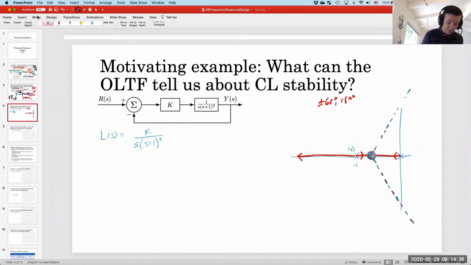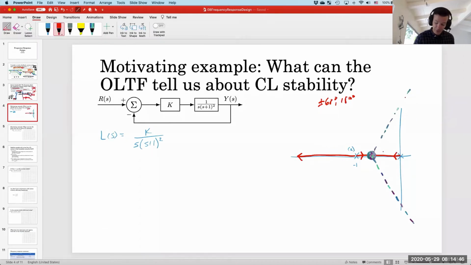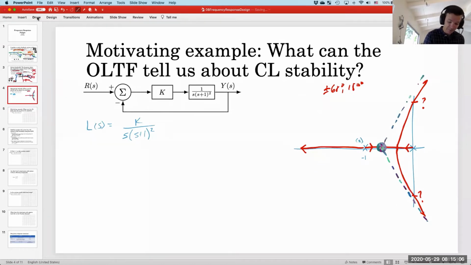Okay, so the question I would like to ask is, at what k value do we get instability? We could then calculate a breakaway point. I think it would probably be somewhere here. And so the question is, what is that location? And at what k do we get our closed loop poles at this location? And that would tell us about stability, right?